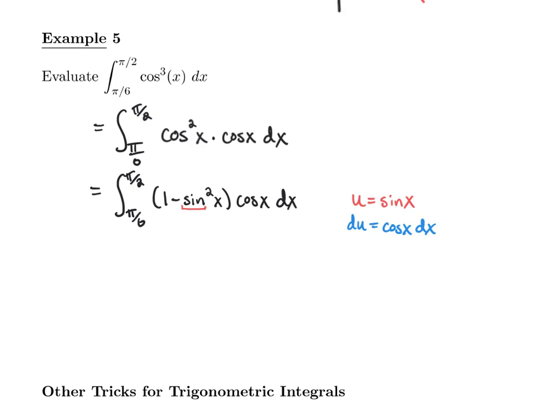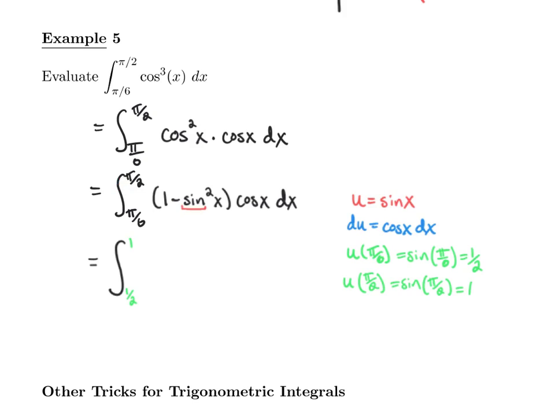Now, when we have a definite integral, we need to change our bounds. So we need to evaluate the u at pi over 6. That means I need to know the sine of pi over 6, which is a half. And then we also need to evaluate the u at pi over 2, which is the sine of pi over 2, which is 1. So here's how this integral changes over. My bounds have changed to 1/2 to 1. Those were evaluating my u, which was my substitution, at the endpoints from the definite integral.